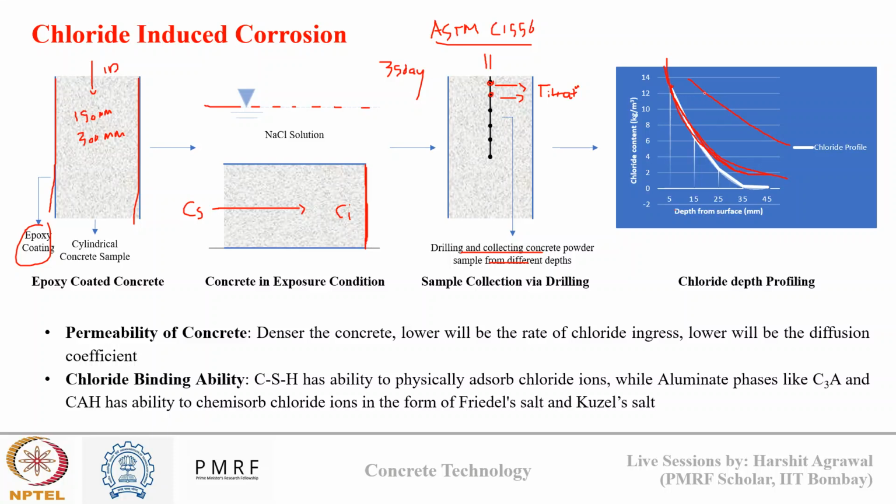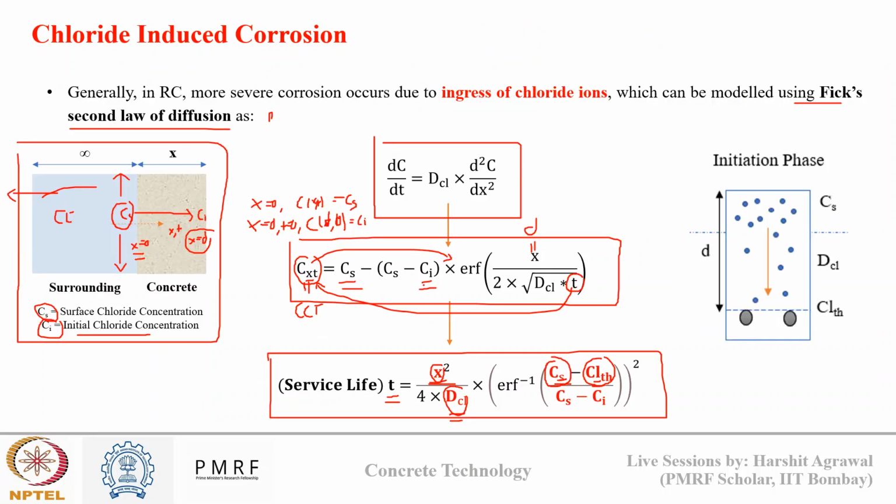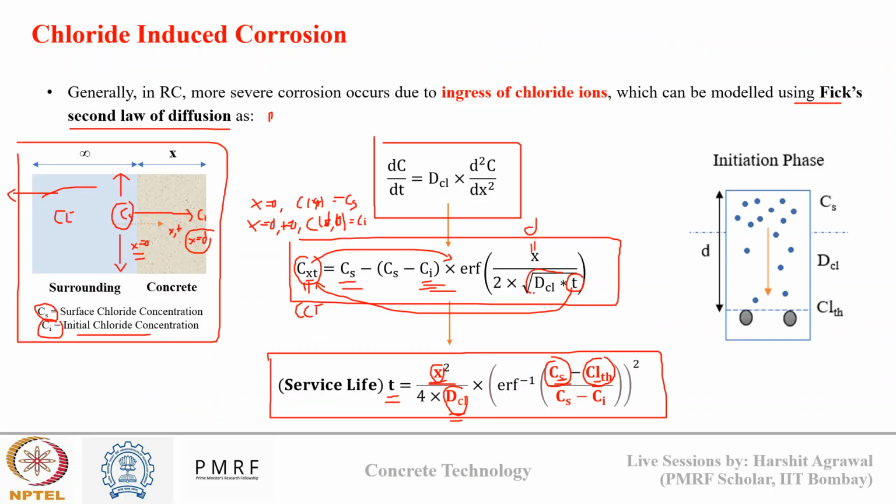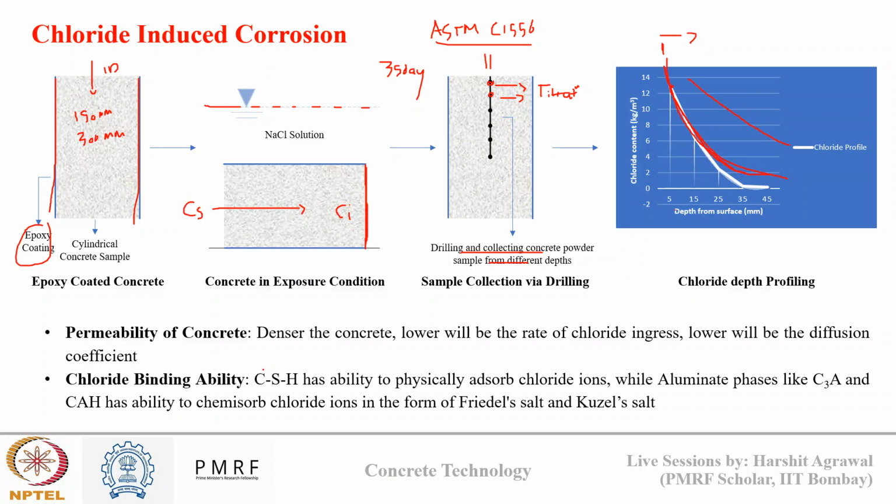Using this curve, I will fit Fick's second law. This equation that we have derived here, I will fit on this curve and then I will get the DCl value. How? Because I know the time t, I know the depth x for each Cxt, I know the surface chloride, and I know the initial chloride. So everything I know, so I will get the DCl value. This is how chloride diffusion is determined in laboratory conditions for a particular concrete.